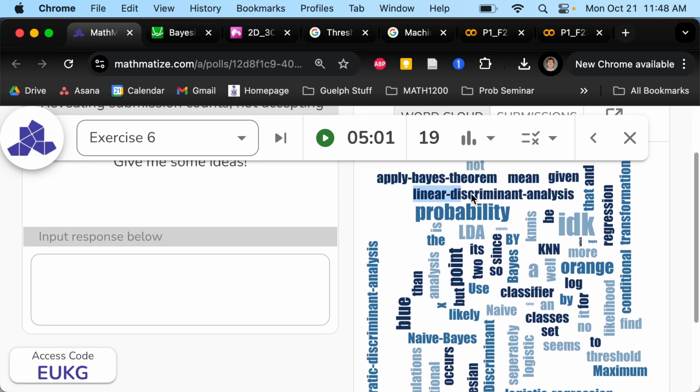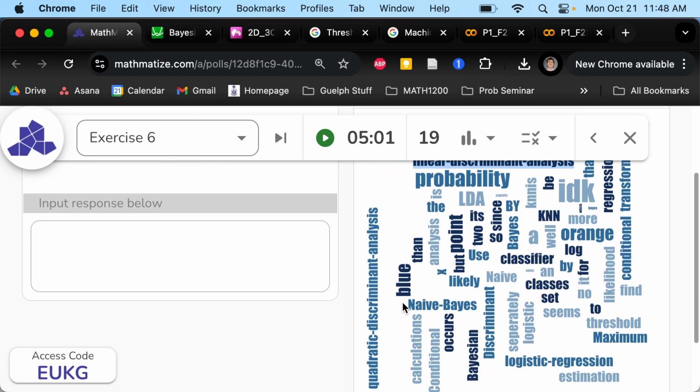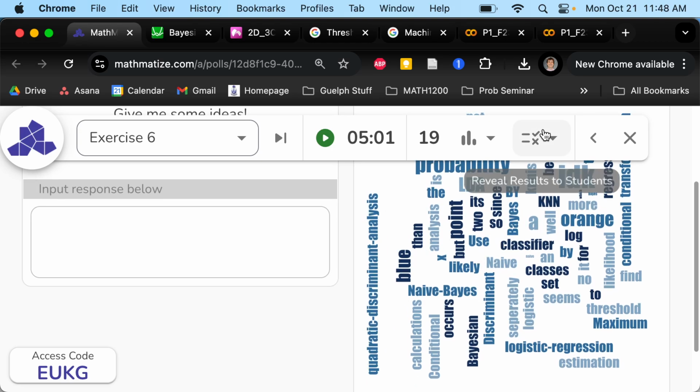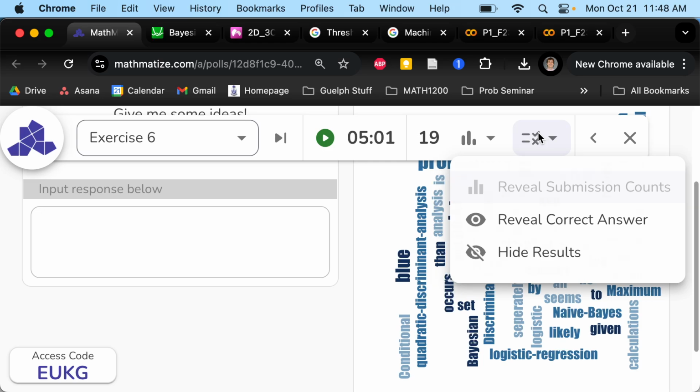Same thing here. Linear discriminant analysis is if you come up with a specific type of answer to this question, and then you apply Bayes' theorem, you will get something called linear discriminant analysis. Same with naive Bayes, which is also the same kind of thing, or quadratic discriminant analysis. So let's see maybe what people said in more detail.